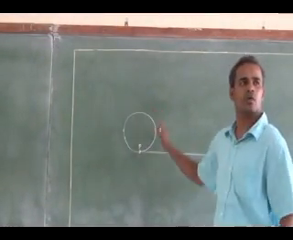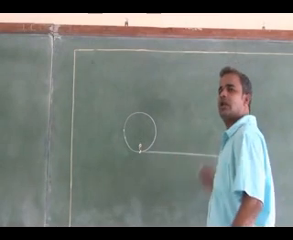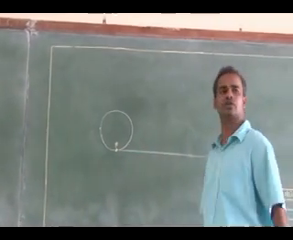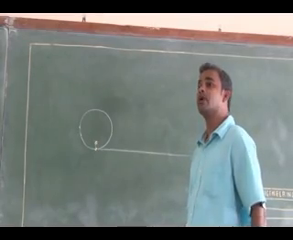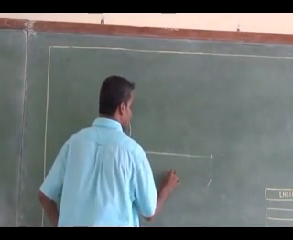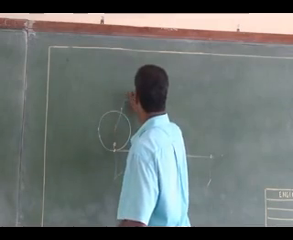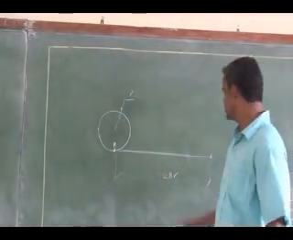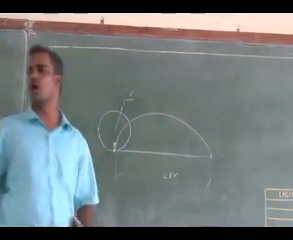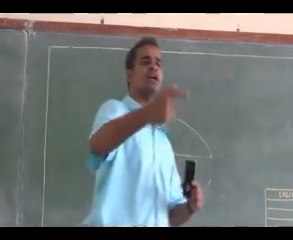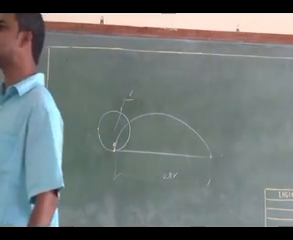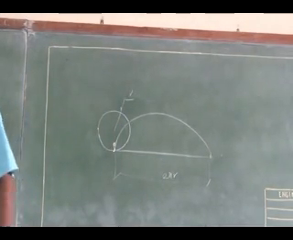If the circle rolls for one revolution, what is the distance it will travel over the straight line? 2 pi r. It will travel 2 pi r distance, where r is the radius of the rolling circle. Then I will get a cycloidal curve. For one revolution of the rolling circle, I will get a cycloid of one convolution. So this is called one convolution.